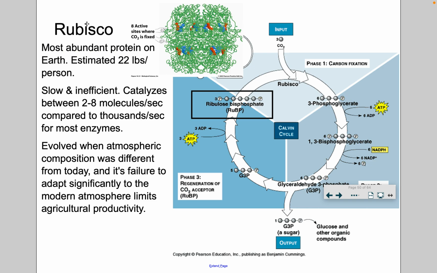You can see that the name Rubisco is kind of a conglomerate of ribulose bisphosphate, and then bis, and then I don't know where they get the co from, for Rubisco. Rubisco is the most abundant protein on Earth. It's found in all photosynthetic plants. It's estimated that there's 22 pounds of Rubisco for every person on planet Earth. However, this enzyme is slow and inefficient. It can only take between 2 to 8 molecules of carbon dioxide a second compared to thousands per second for most enzymes. It's really, really slow.